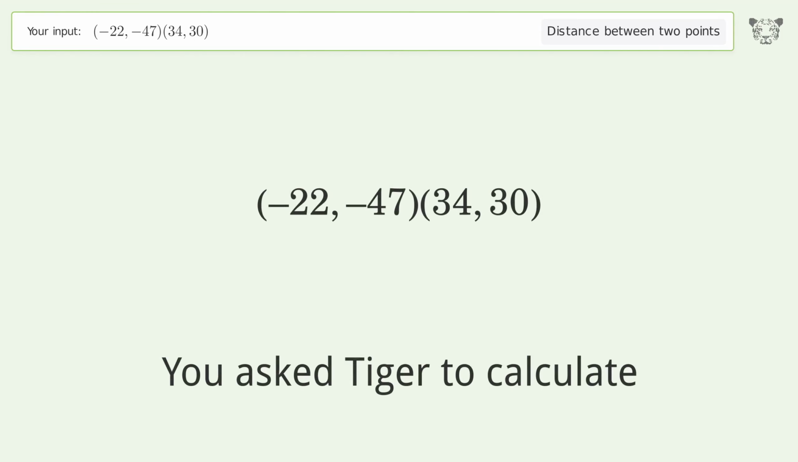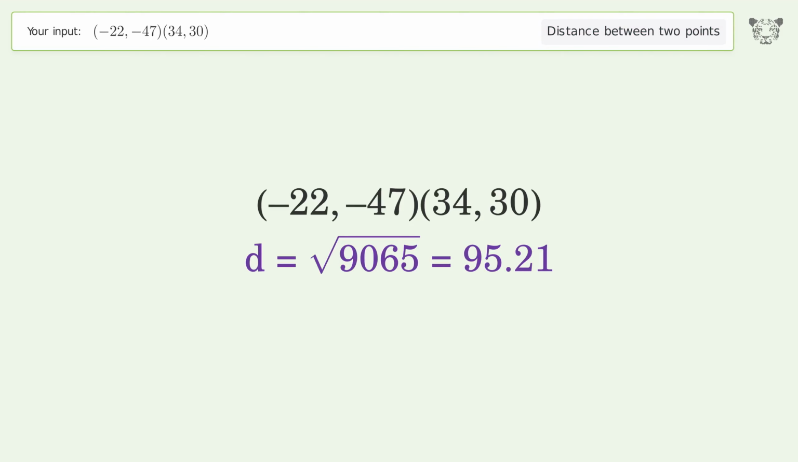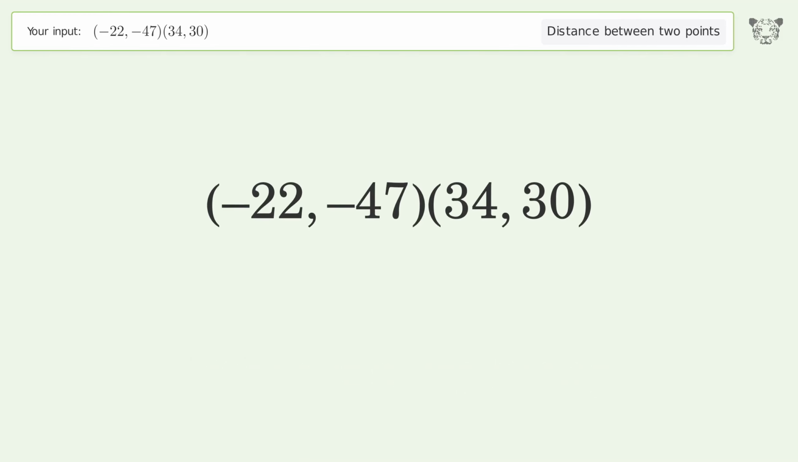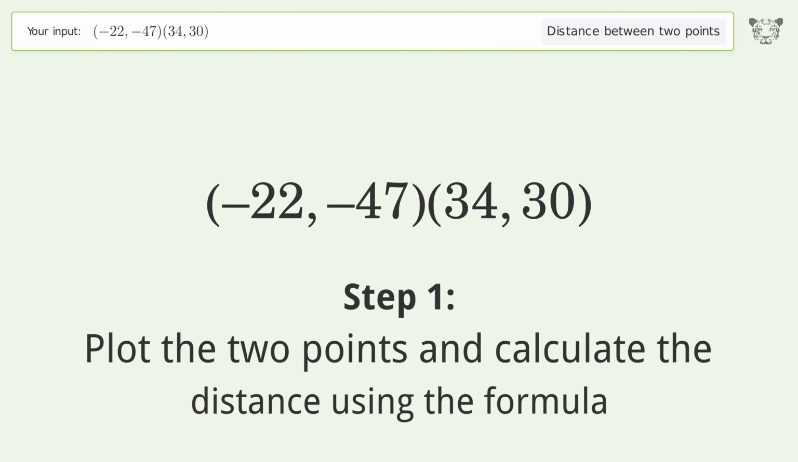You ask Tiger to calculate. This deals with the distance between 2 points. The distance between the 2 points is the square root of 9,065 or 95.21. Let's solve it step by step. Plot the 2 points and calculate the distance using the formula.